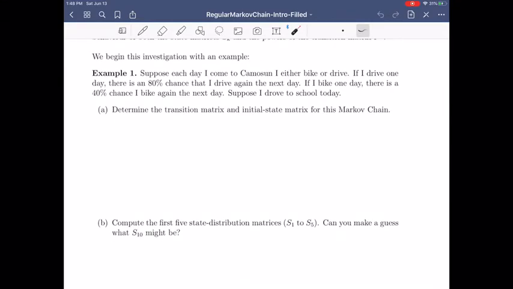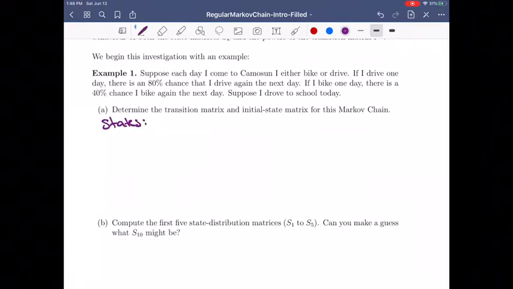So suppose each day I come to Camosun, I either bike or drive. If I drive one day, there's an 80% chance I drive again the next day. If I bike one day, there's a 40% chance I bike again the next day. And today I drove. So we want the transition matrix and the initial state matrix. First of all, the states here are going to be bike, which I'm going to call B, or drive, which we'll call D, when we do our labeling.